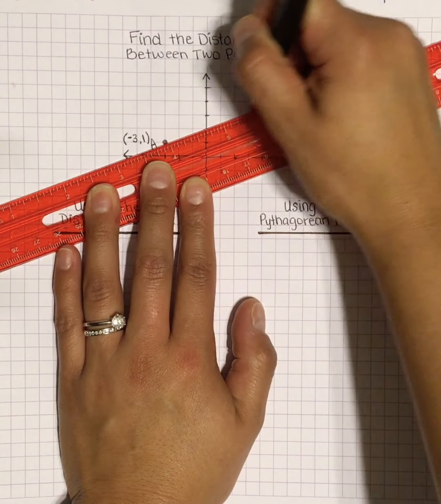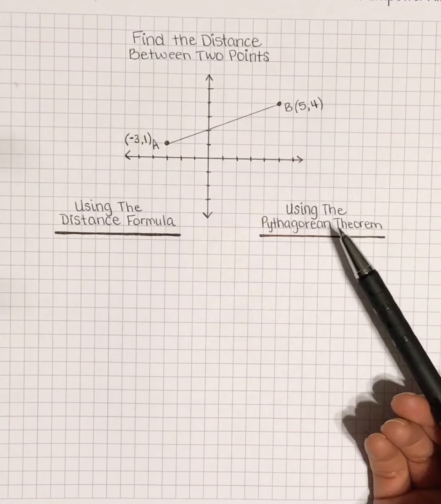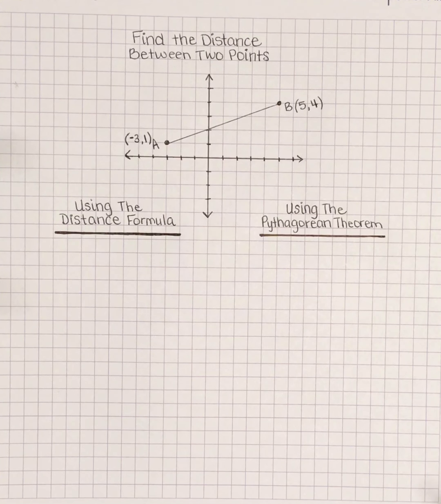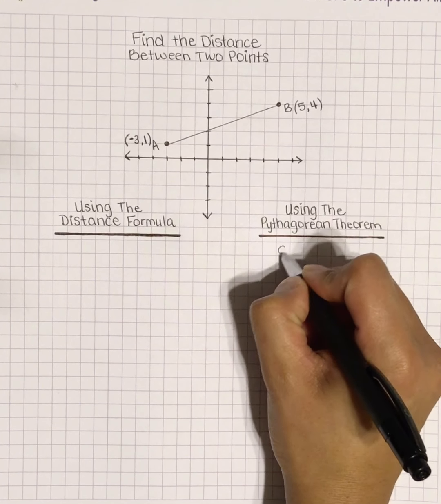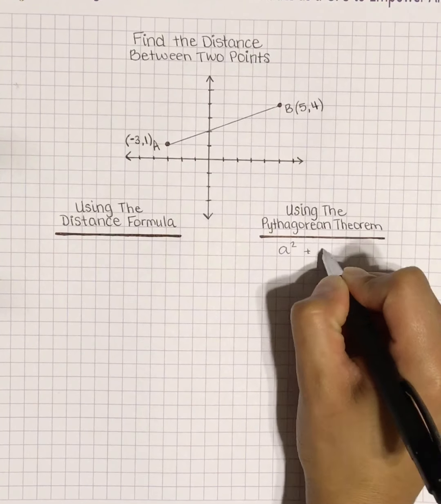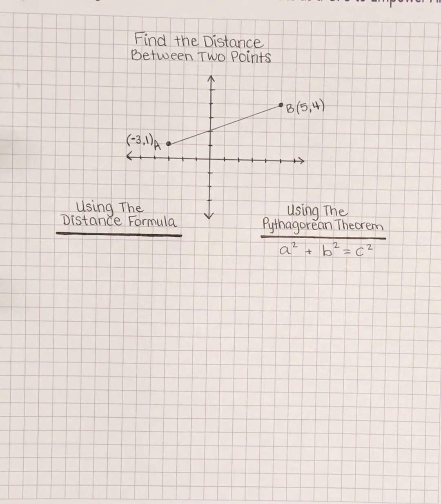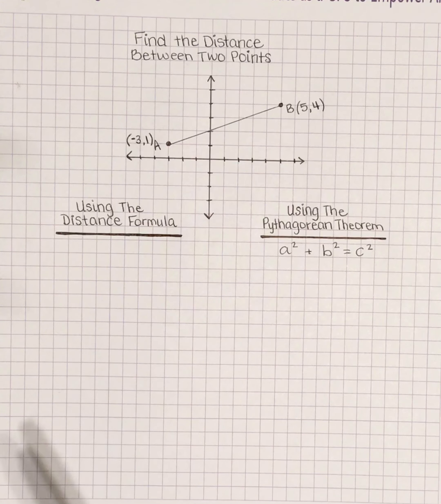It makes it look more like a triangle, right? So for the Pythagorean Theorem, I need a right triangle. I don't have a triangle, so I have to draw one. If you remember, the Pythagorean Theorem is a squared plus b squared equals c squared. So a, b, and c are on a triangle, so I have to draw a triangle.